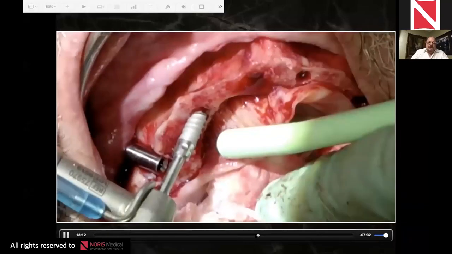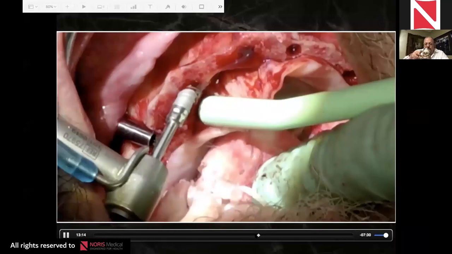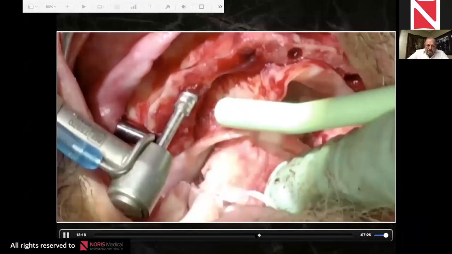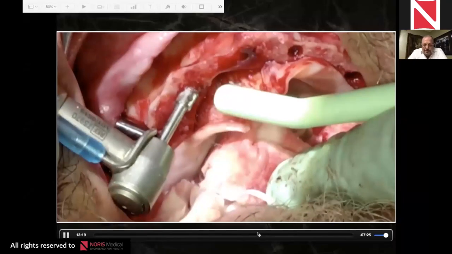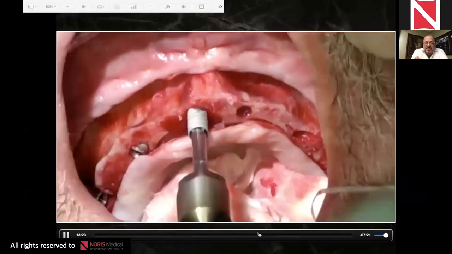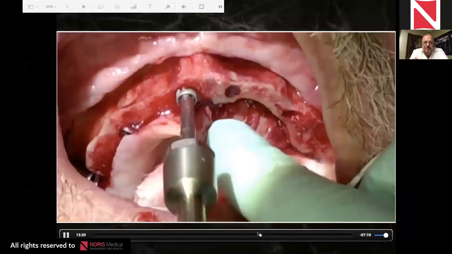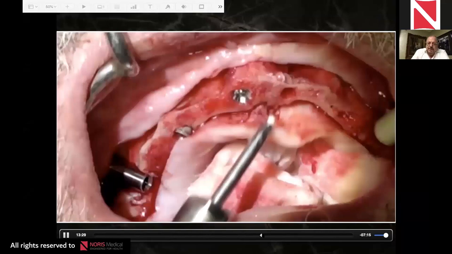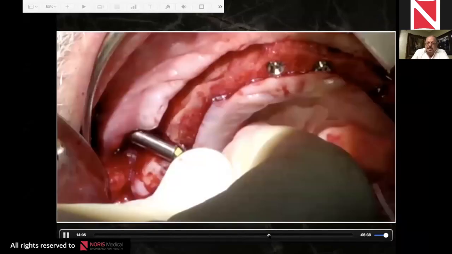And these are 16 or 18 millimeter implants in the back, 4.2 millimeter diameter Norris tufts. Here's my anterior. These are 10s, I believe, 4.2 by 10s. Okay, hand driver. Let's go again to the end here. Let's get to where we're putting the abutments on.